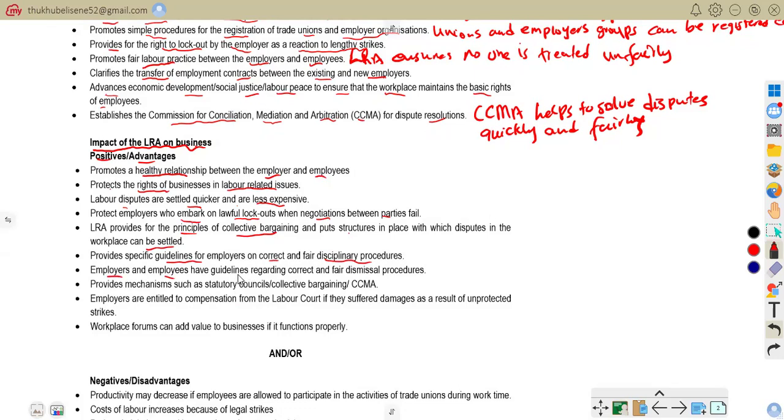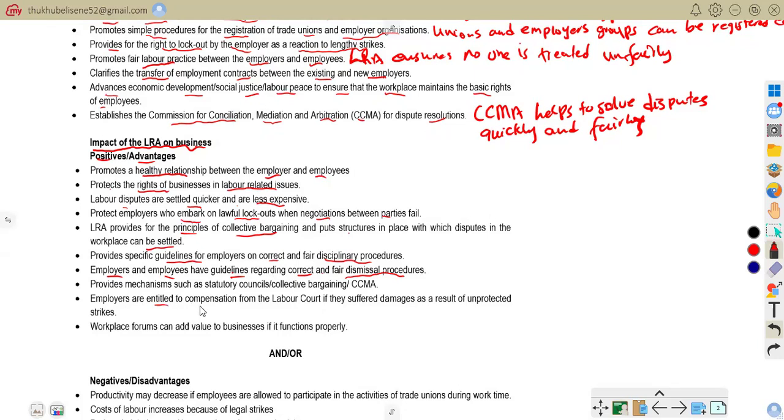Employers and employees have guidelines regarding the correct and fair dismissal procedure. So we're talking about guidelines for fair dismissal. For example, employees must be given a hearing before being dismissed. That is what we're saying. Employers and employees have guidelines regarding the correct and fair dismissal procedure.